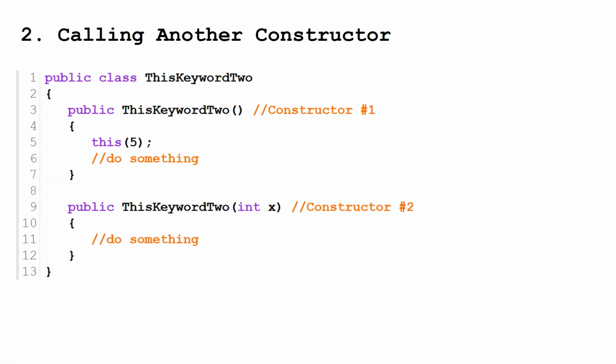Second use is to call another constructor in the same class. So we've got this first constructor here, then we have this, and we're calling this other constructor here. If we use it in this sense, this must be the first line in the constructor.